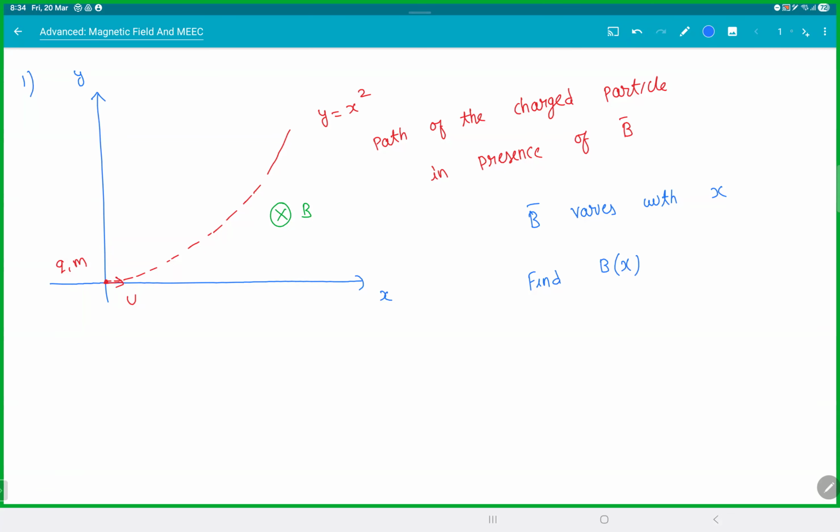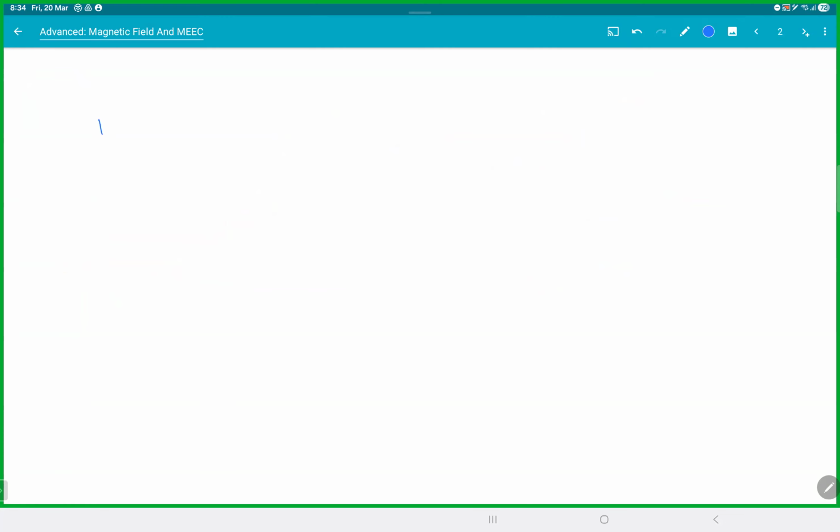So there is a formula for radius of curvature, if you guys remember. 1 plus dy by dx whole square, whole to the power of 3 by 2, by d square y by dx square. This is the mathematical formula for the radius of curvature when the equation of the thing is given.